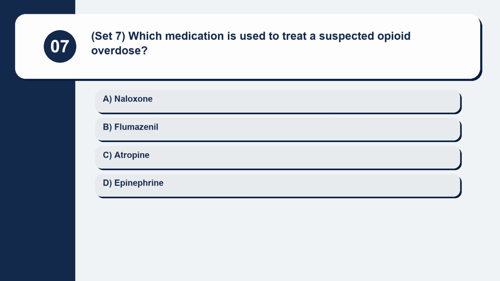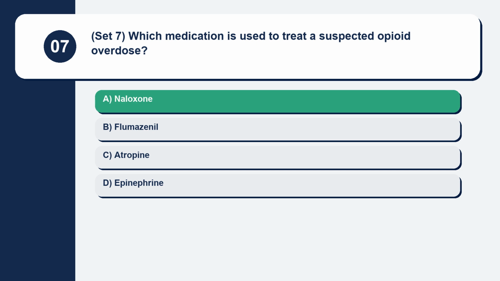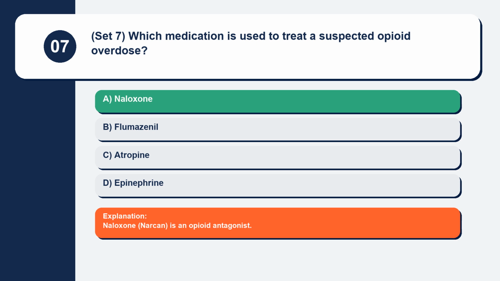Question 7. Set 7. Which medication is used to treat a suspected opioid overdose? Naloxone, flumazenil, atropine, epinephrine. Naloxone, Narcan, is an opioid antagonist.